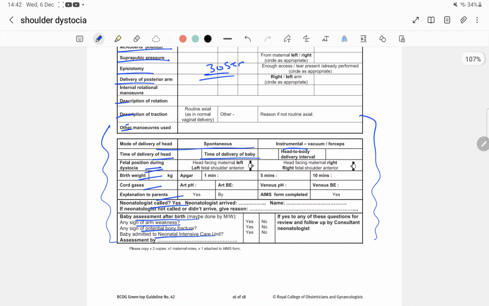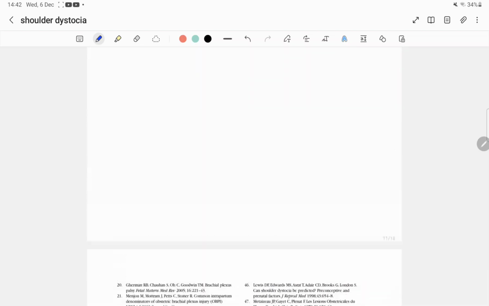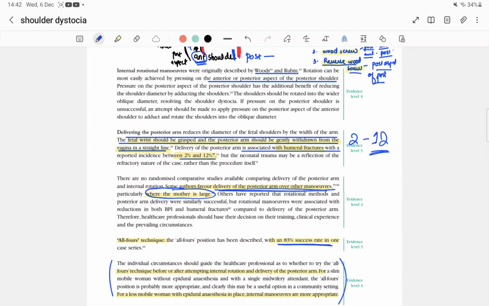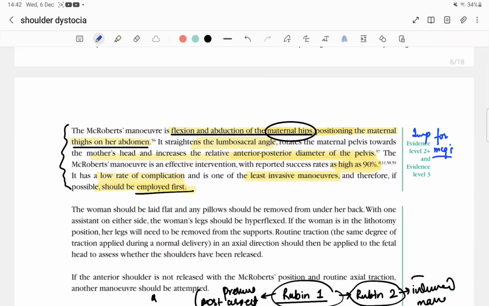I hope now the shoulder dystocia is very easy for you and you have remembered all the percentages. When you close this lecture, more than 70% should be in your mind and you should be able to recall all these information. Thank you for attending the class.